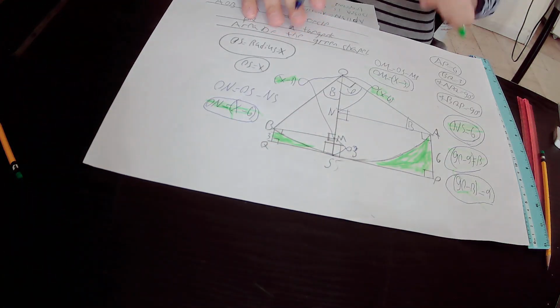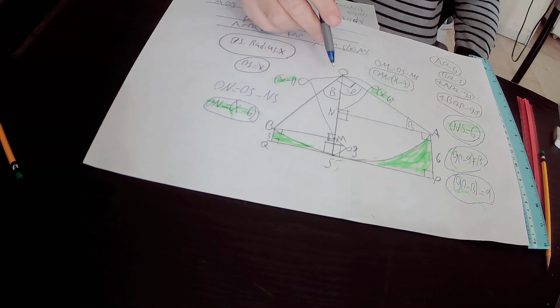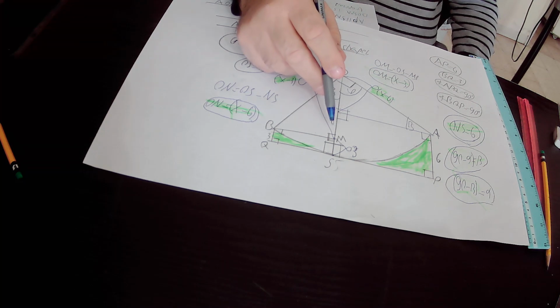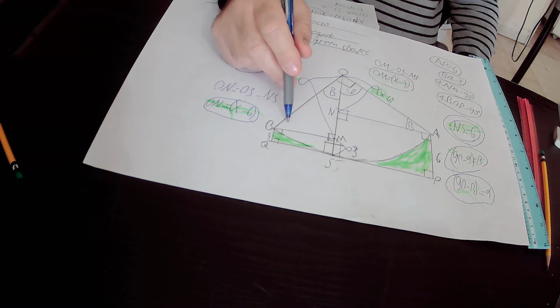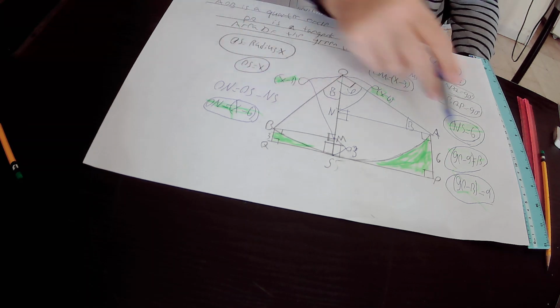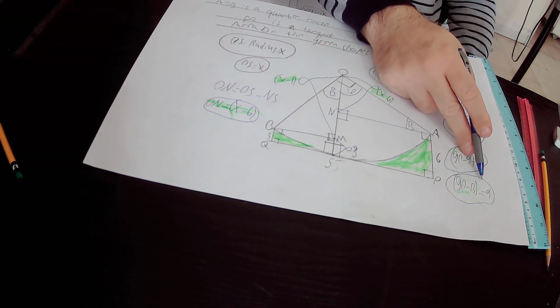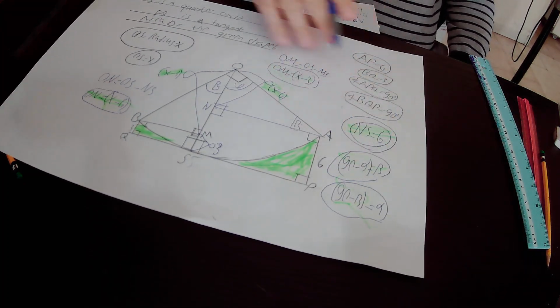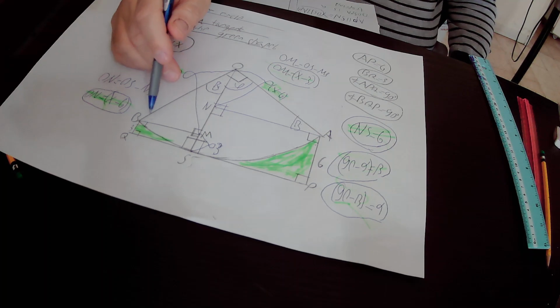So inside the right triangle OMB, this angle equals beta, this angle equals 90 degrees, therefore the missing angle must be equal to 90 degrees minus beta. But 90 degrees minus beta equals alpha, so the missing angle equals alpha.